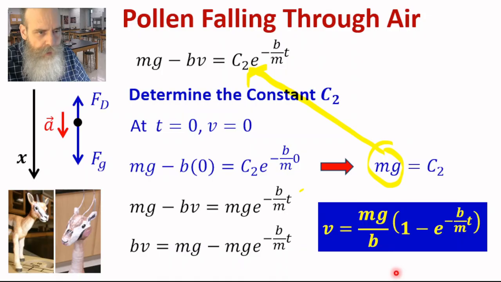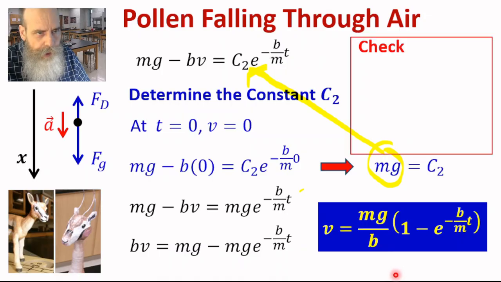Let's see if this solution makes sense. Let's check it. When t equals 0, what does this solution give us? When t equals 0, this exponential function is e to the 0, which is 1. So we have 1 minus 1, which is 0. So when t equals 0, v equals 0. That's what we expected. We started at rest.